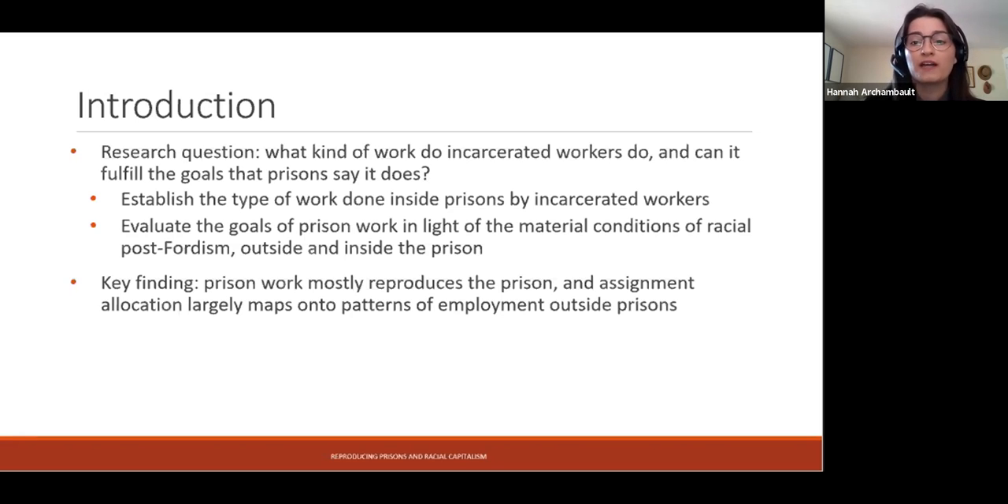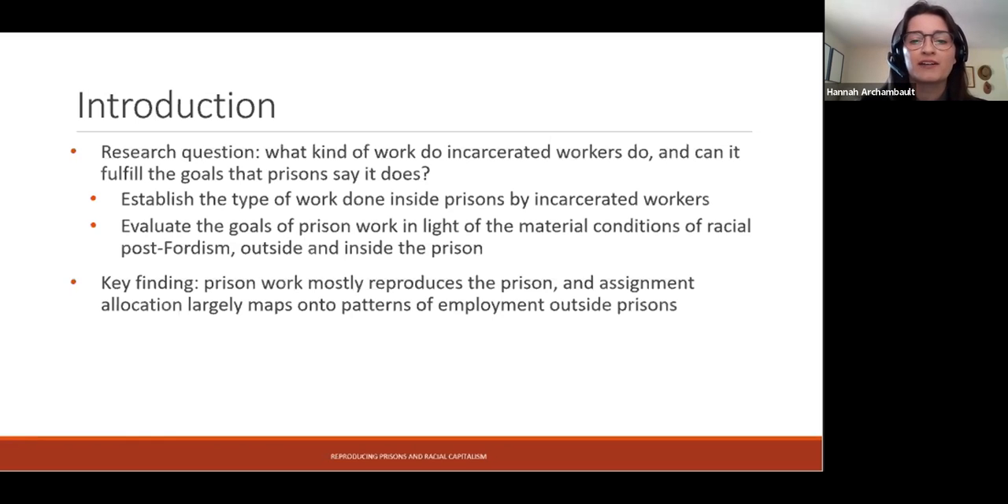To do this, I need to first establish what kind of work is done by incarcerated workers in prisons. I use the data from the 2016 Survey of Prisoners. Then I analyze the impacts of race and gender on assignment allocation in particular, and also consider the ways that education, having a job before incarceration, and having a recent violation in prison have differing impacts on assignment allocation by race and gender, especially.